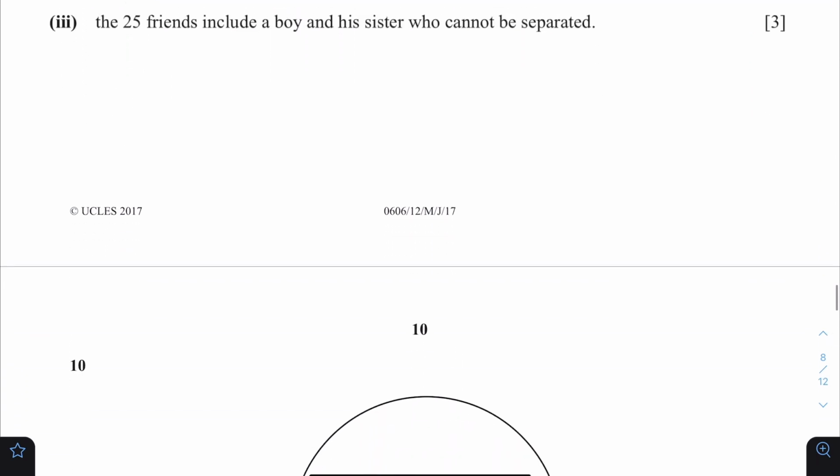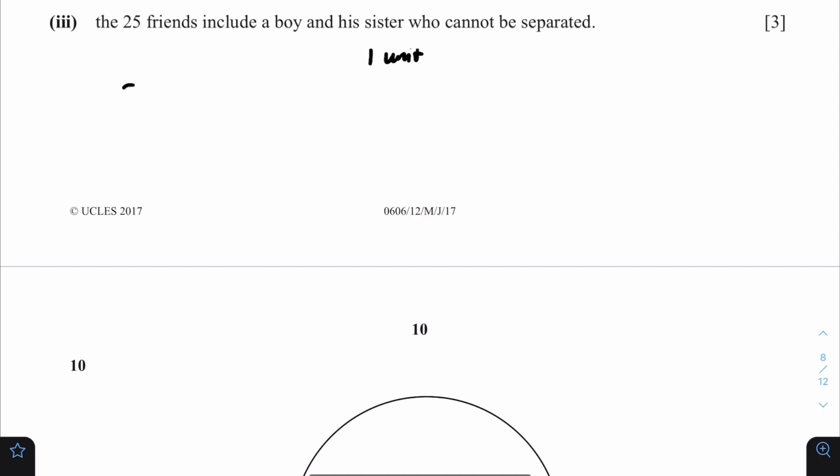All right, let's go to this problem here. This is the last part of the permutation section. The 25 friends include a boy and a sister who cannot be separated. So we can think of them as one unit. Basically, if the boy goes to the party, the sister will also be going, and if the sister doesn't go, the boy won't be going.